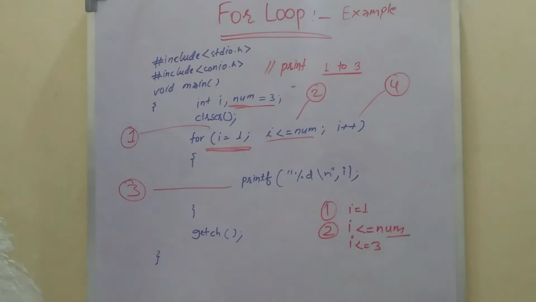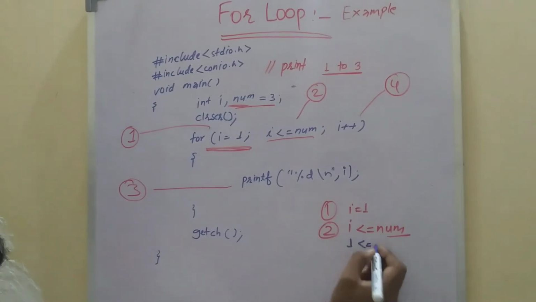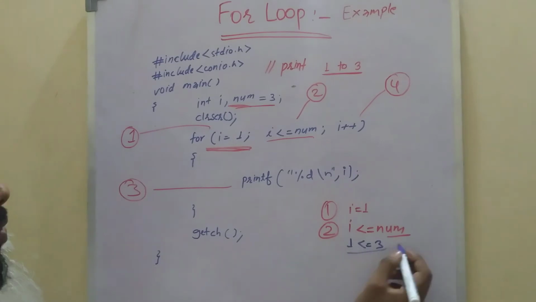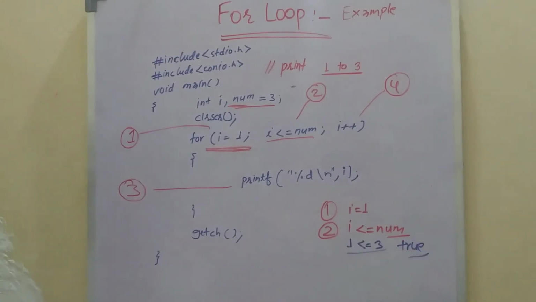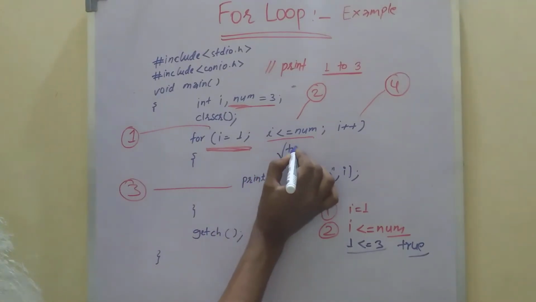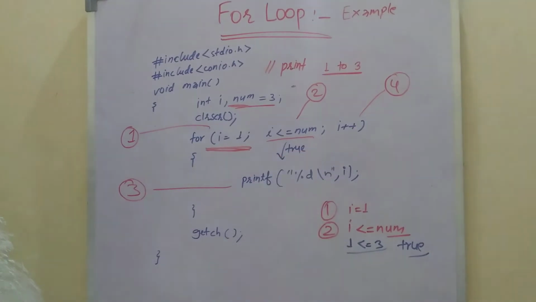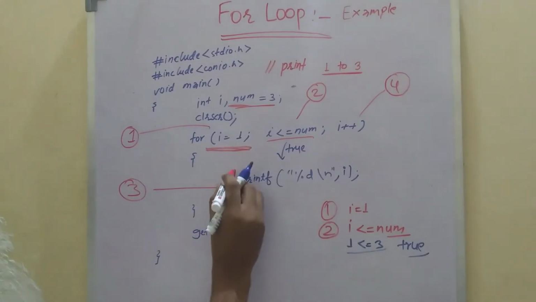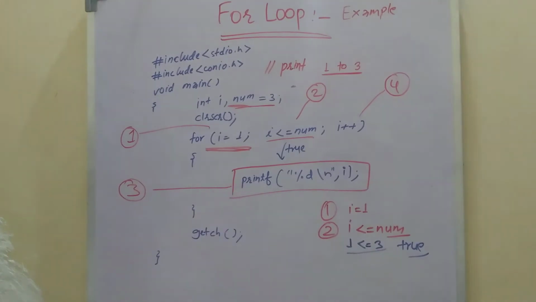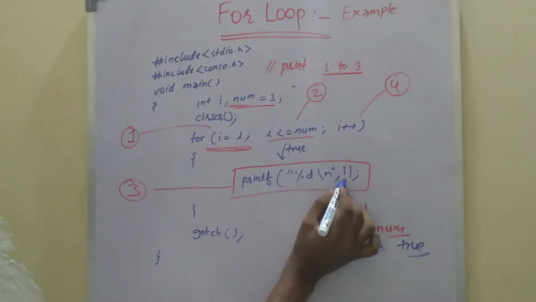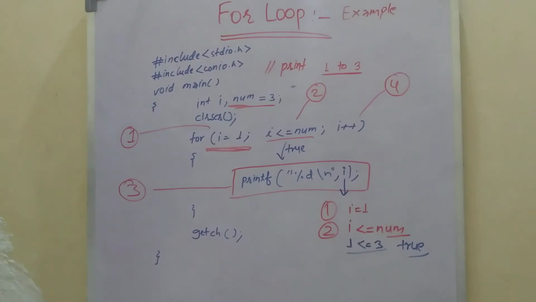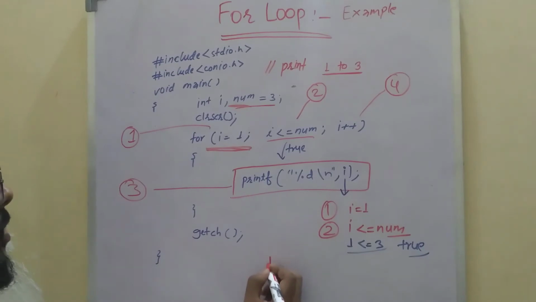Currently i is 1 and num is 3. The condition is true. If the condition is true, then only the statement will execute. So the condition is true, and now this statement will execute. What is this statement? I am going to print the number i. Currently the i value is 1, so now it will print 1.